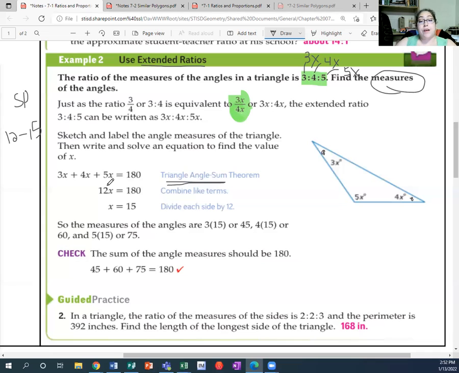Adding up the 3, the 4, and the 5, I get to 12. And when I divide both sides by 12, x equals 15. But I wasn't asked for the value of x. I was asked for the measure of the angles. So I have to come back into here and multiply the x by whatever number I had in front. So in this case, 3 times 15 is 45. In this other angle, 4 times 15 is 60. And in this final angle, 5 times 15 is 75. And so here are the 3 different angles of this triangle.